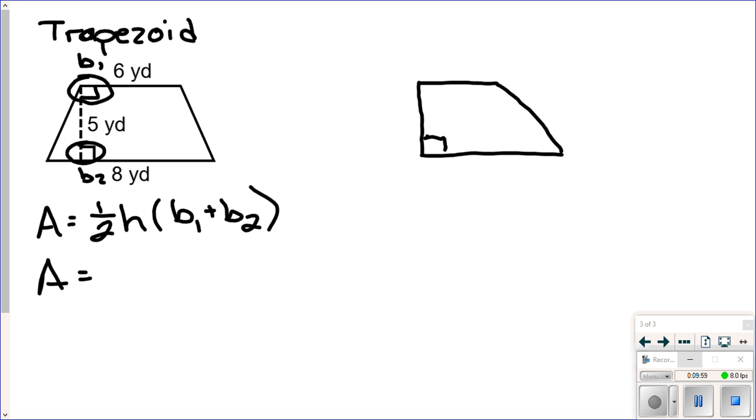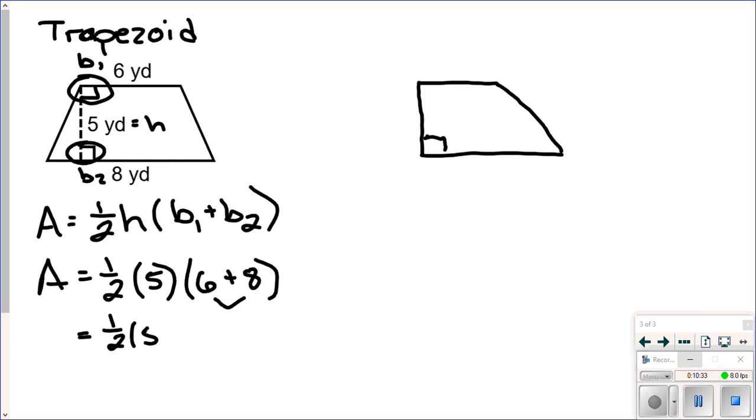And so let's fill in our formula here. The height is the distance between the two bases, so that's 5. And then B1 and B2 are 6 and 8, so we have 6 plus 8. Now, this is the other place my students get in trouble here. They forget about order of operations. Please excuse my dear Aunt Sally, PEMDAS. PEMDAS says do the parentheses first. So that means you need to add the 6 plus 8 first. So now we have 1/2 times 5 times 6 plus 8 is 14.